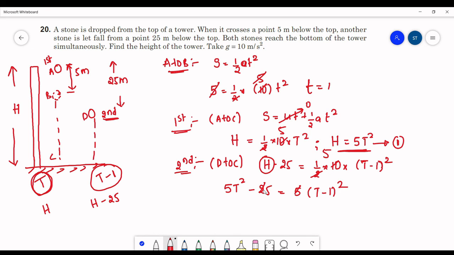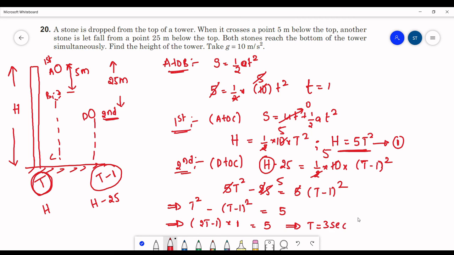Cancel this 5 times. This is 1 time. Now bring the t terms to one side. This will be t square minus (t minus 1) whole square equals 5. So this is in the form of a square minus b square, which will be (a plus b)(a minus b) equals 5. So from this we get the equation t equals 6 by 2, which will be 3 seconds.